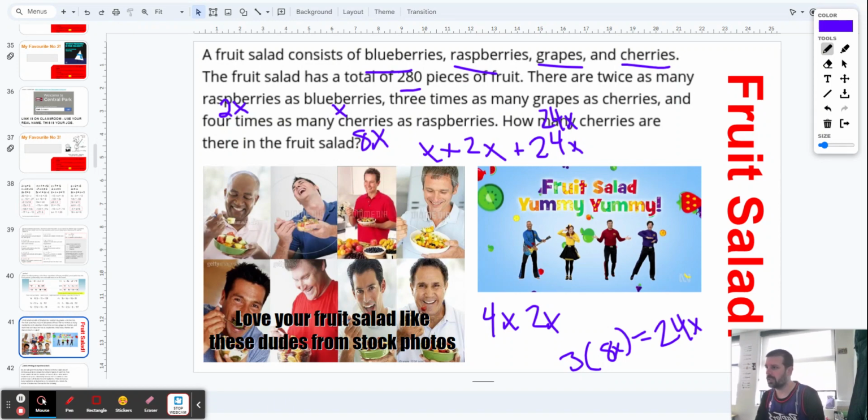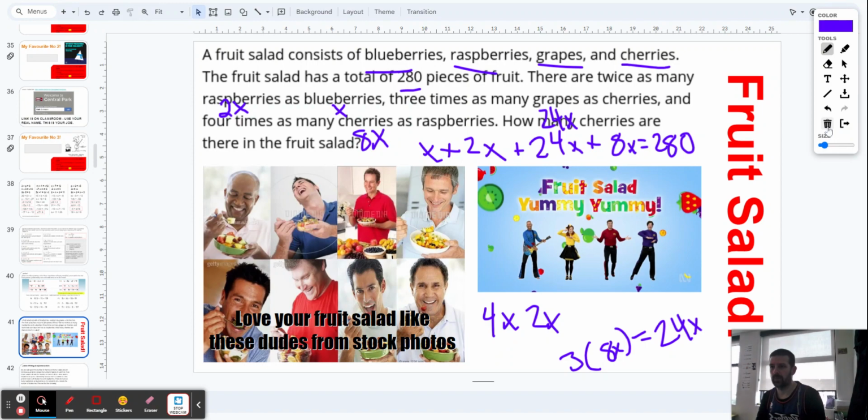And then cherries. And cherries was, what did we say? 8x. Okay, so all that together equals the total 280 fruit salad, right? And now we just do our regular algebra stuff. So step 1, is there any math? Yeah, we can add up all these variables. x plus 2x is 3x, plus 24x is 27x, plus another 8x is 35x.